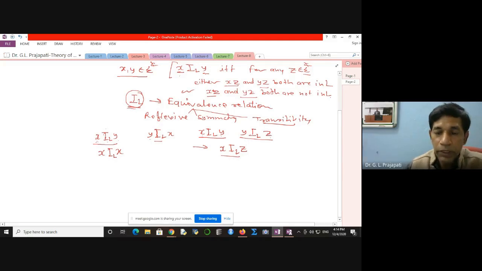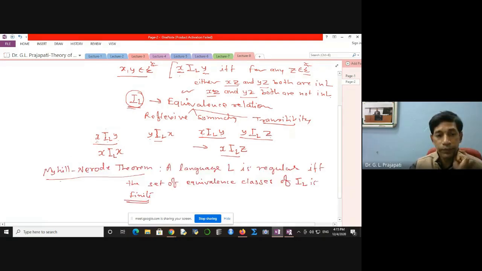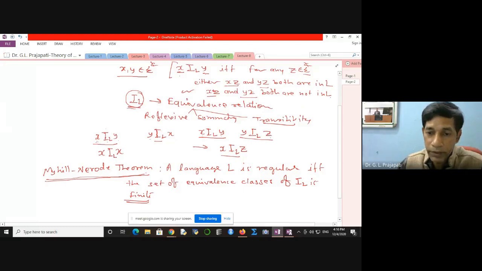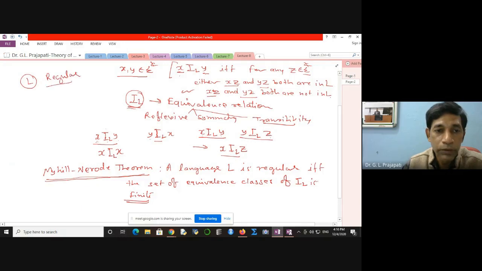For an equivalence relation, we have a very important theorem, known as the Myhill-Nerode theorem. With the help of the Myhill-Nerode theorem, you can easily prove whether the given language is regular or not. So now you have three situations. If somebody gives you a language L and asks whether L is regular or not, there are three ways to prove it that we have discussed here.